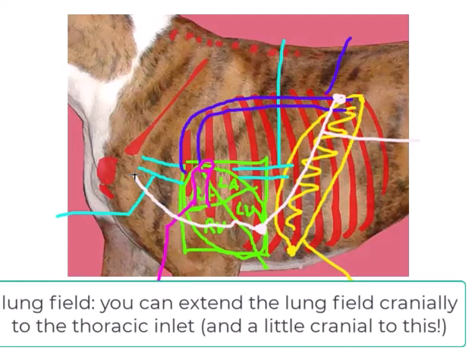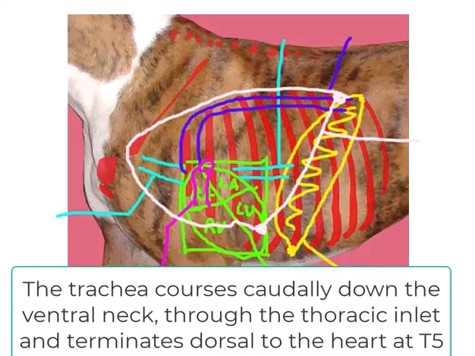We can project that lung field cranially all the way to the thoracic inlet, and even a little cranial to this at times for the pleural cupula. To finish off, the trachea will course caudally down the ventral neck through the thoracic inlet and terminate dorsal to the heart at about T5.